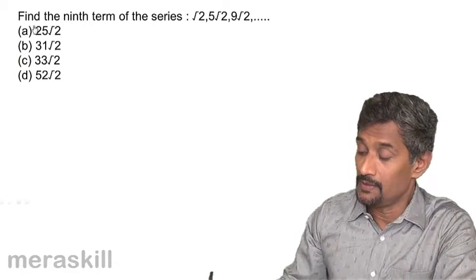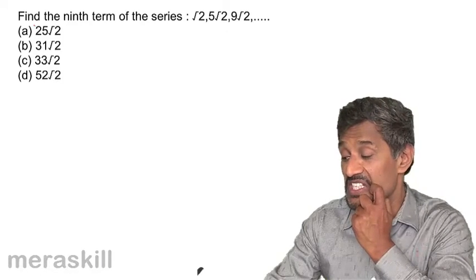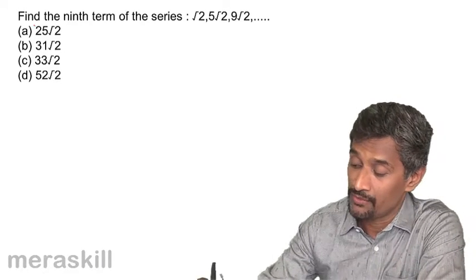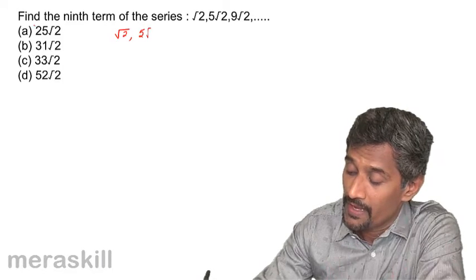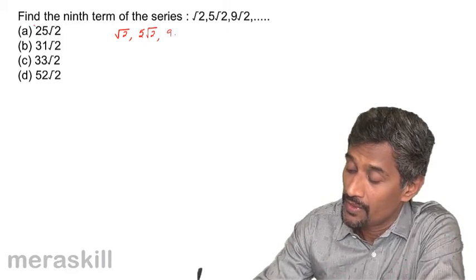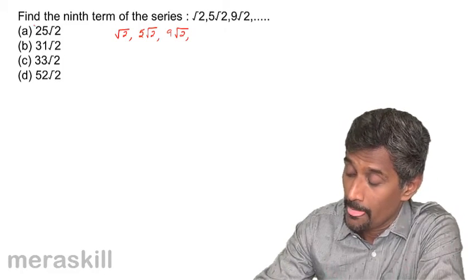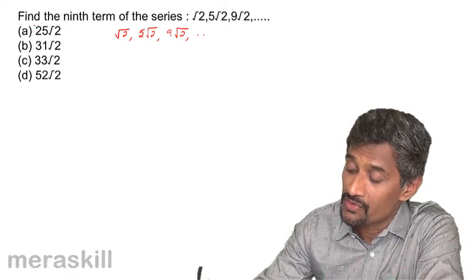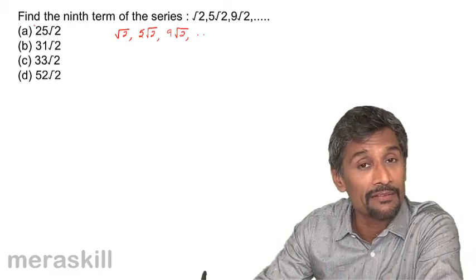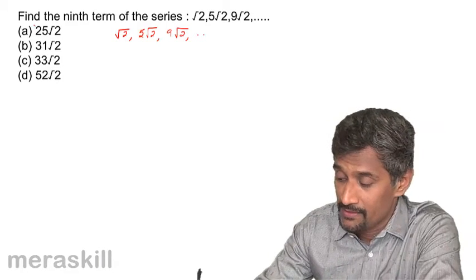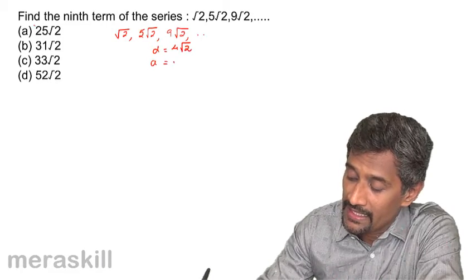Okay. Here we have: find the ninth term of the series root 2, 5 root 2, 9 root 2 and so on and so forth. So this is an AP. We have to see 5 root 2 minus root 2 is 4 root 2, 9 root 2 minus 5 root 2 is 4 root 2. Yes, so D is turning out to be 4 root 2. A in any case is root 2.